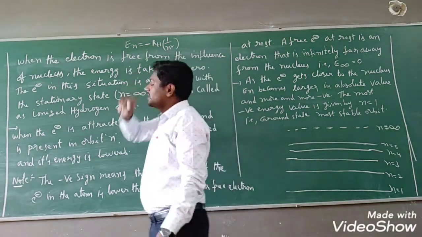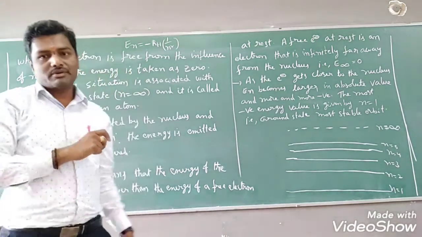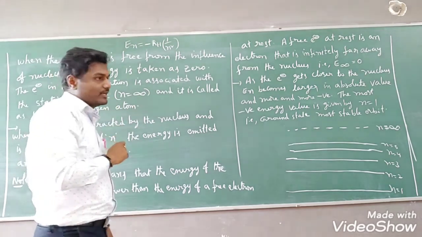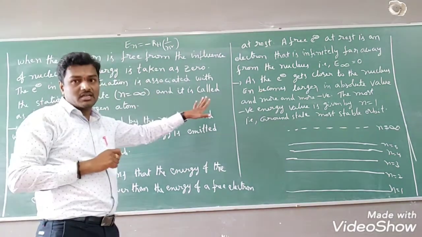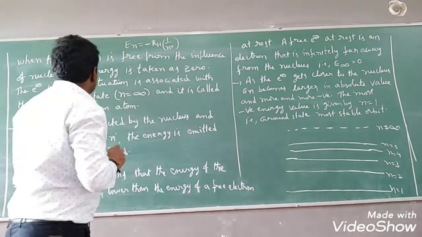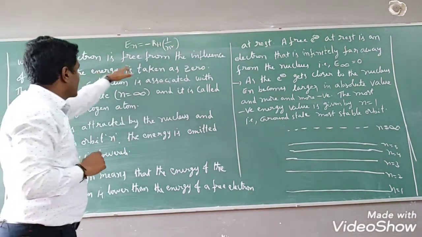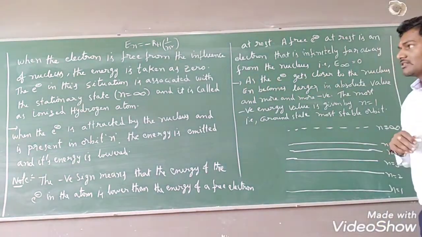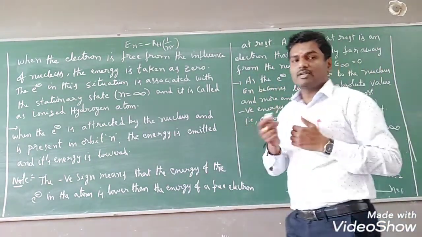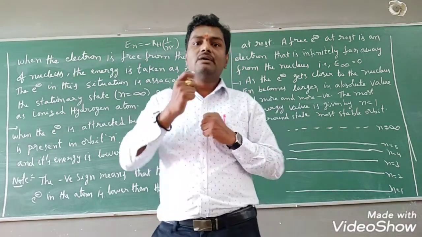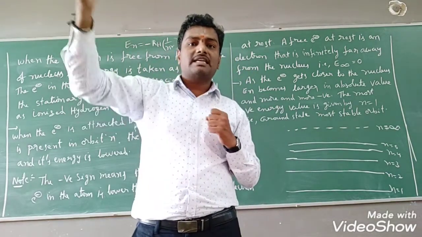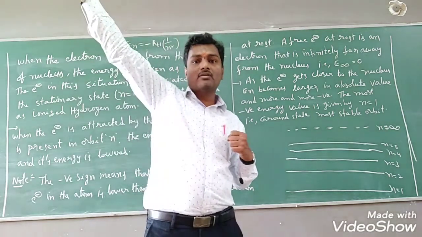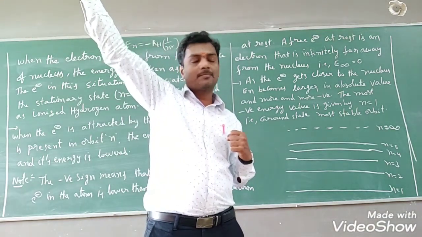There is a chance to ask a reason type question here, and also a chance to ask competitive examination questions based on this concept. Try to understand this. Let us see, when the electron is free from the influence of the nucleus, what is the meaning? It means the electron is not attracted by the nucleus because it is very far away from the nucleus, almost at infinite distance.